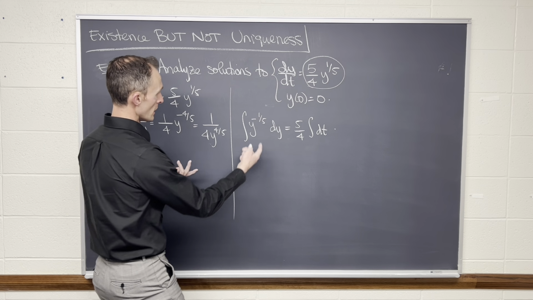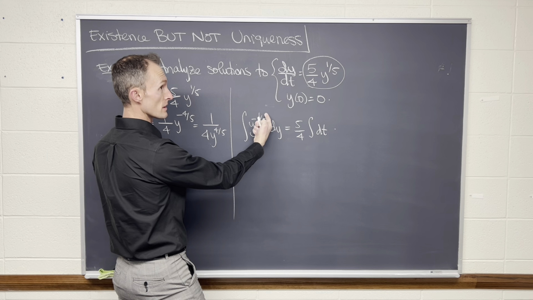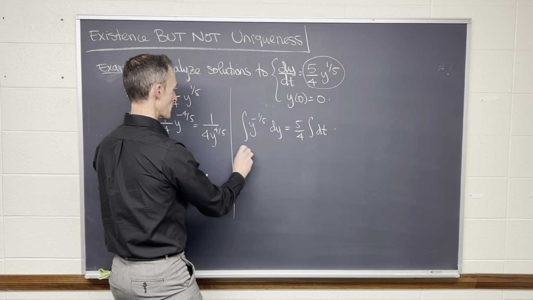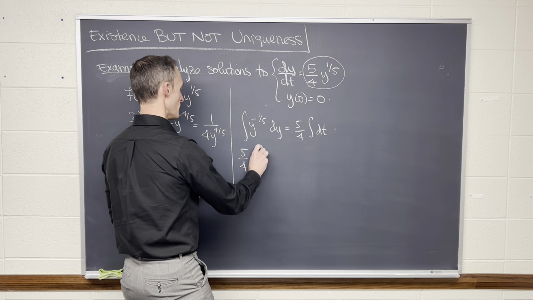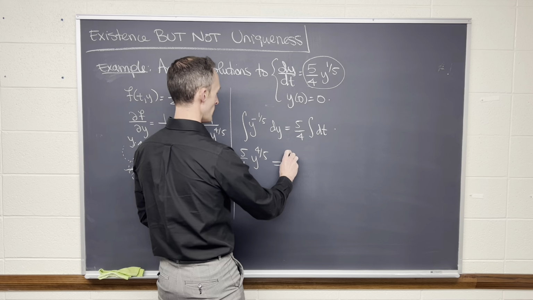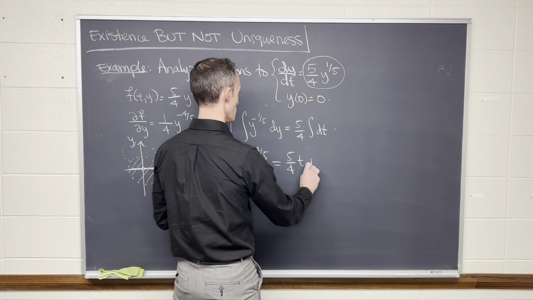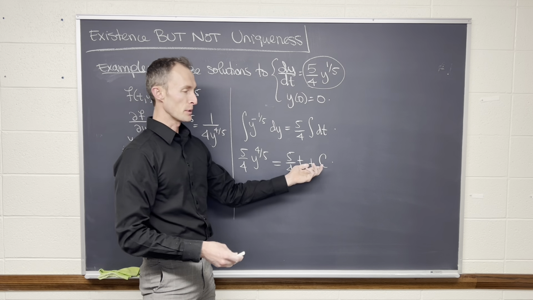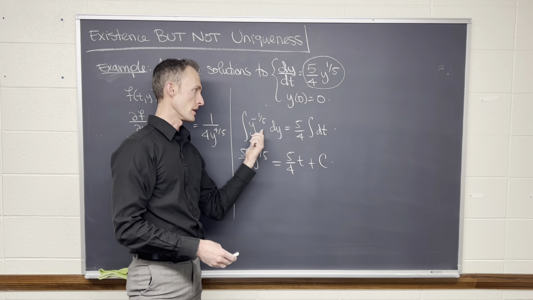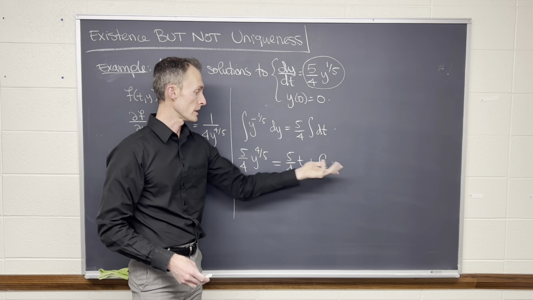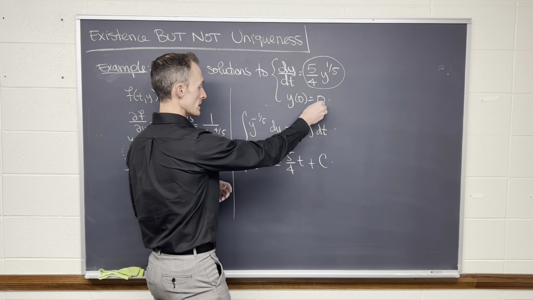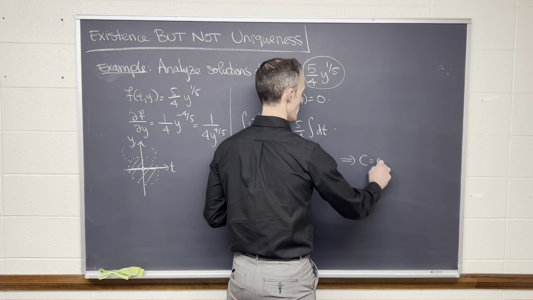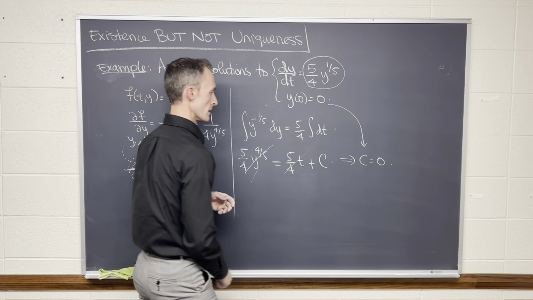So what do I get here? If I add 1, I get 4/5. Dividing by 4/5 is the same as multiplying by, surprise, surprise, 5/4. So I'm going to get 5/4 y to the 4/5 is equal to 5/4 t plus a constant. Remember, you only have to put the plus constant on the right-hand side, because if I had a constant on the left and a constant on the right, I could just combine them into one on the right. Now, when t is 0, y is 0, so that tells me c is 0, from the initial condition.